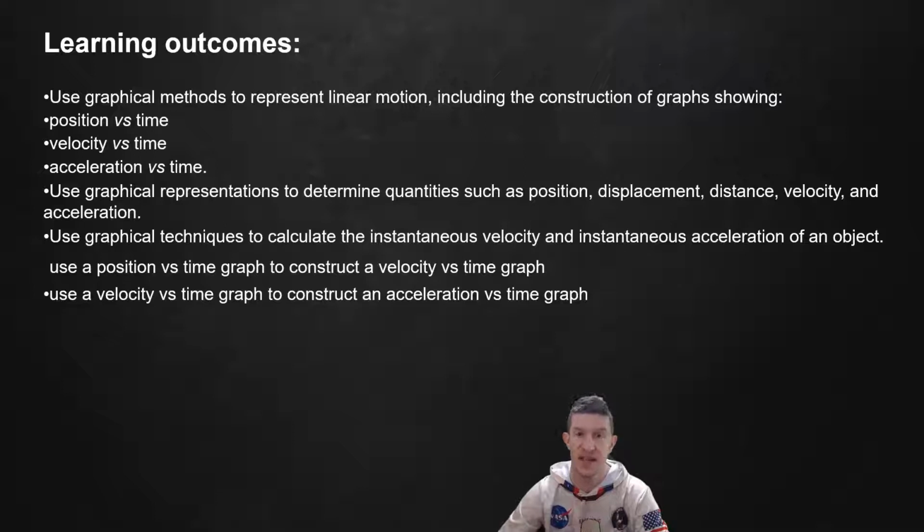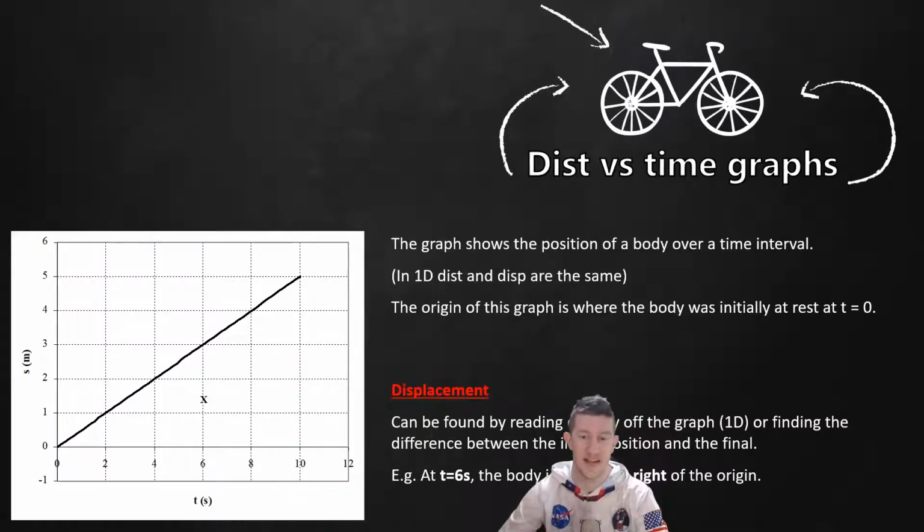You can use these techniques to calculate an instantaneous velocity and an instantaneous acceleration of an object, and you can use a position versus time graph to construct a velocity versus time graph. Subsequently, you can use a velocity and time graph to then construct an acceleration time graph. Okay, so let's get into it.